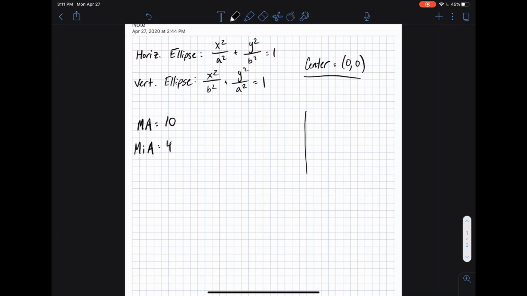So if we draw another graph, we know the major axis is 10. What does that mean? Well, let's say the major axis is along the x-axis. That means that if the center is 0, 0, and the major axis is 10 units, then each of the vertices must be 5 units away from the center. If I draw that, I can explain a little bit more. So if the vertices are both at 5, 0 and negative 5, 0, then the length between the two vertices is 10 units.